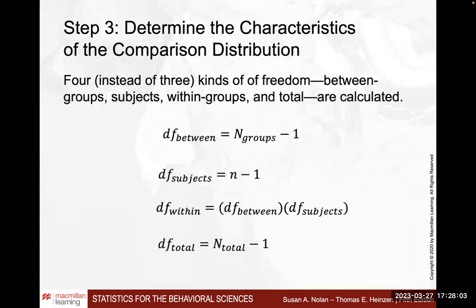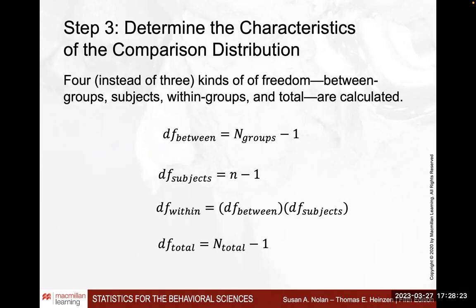So we do mu one, mu two. What's a little different now? Let's maybe do this in Excel already. What's different now is that degrees of freedom between is again the number of groups. So that's the number of levels of the independent variable minus one. We have the degrees of freedom of subjects. That's the number of your subjects minus one.